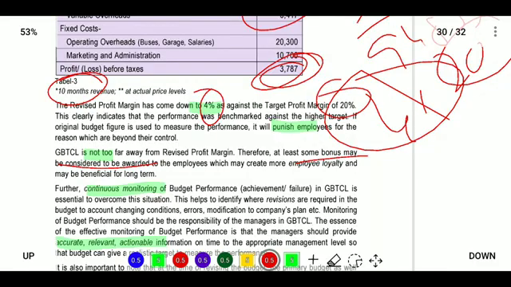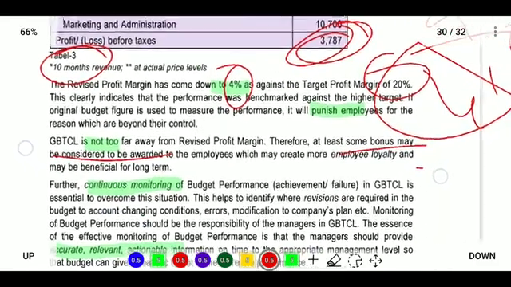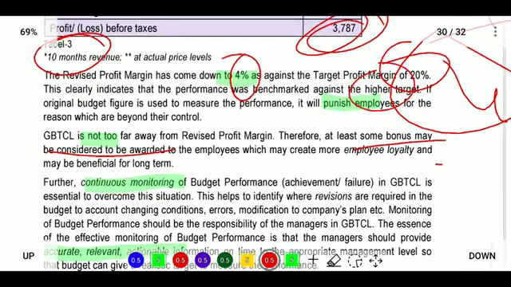It clearly indicates performance was benchmarked against a higher target. So they provided the higher target, and because of that higher target we cannot reach it. If the original budget figures are used to measure the performance, it will be punishment to employees for reasons which are beyond their control. So GBTL is not too far away from the revised profit margin. They are not far away.